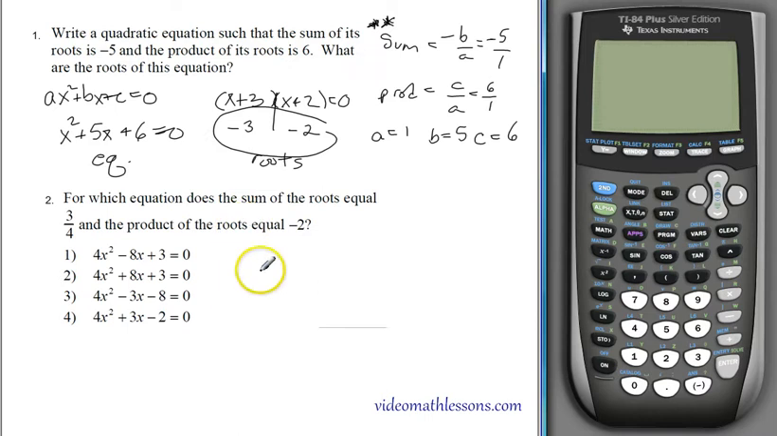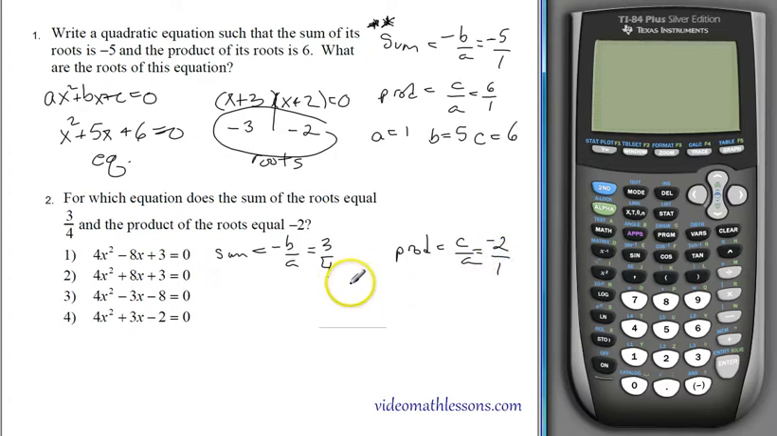Next one. For what equation does the sum of the roots equal 3/4 and the product of the roots equal -2? Well, you could just go through all the multiple choices and follow this formula. I'm going to do it as if they didn't give us a choice. So I'm going to write down the formulas. Sum equals -b over a, and the product is equal to c over a. Now, the sum is 3/4. The product is -2, so I'll call that -2 over 1.